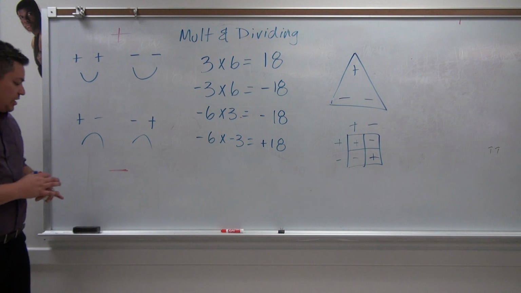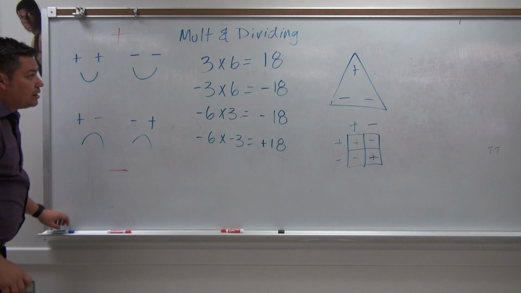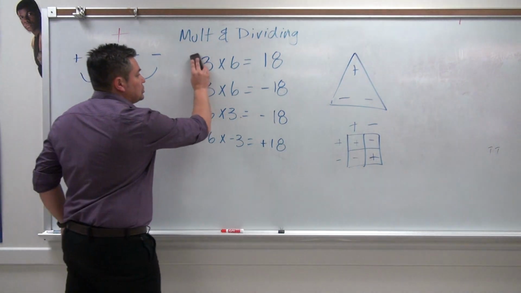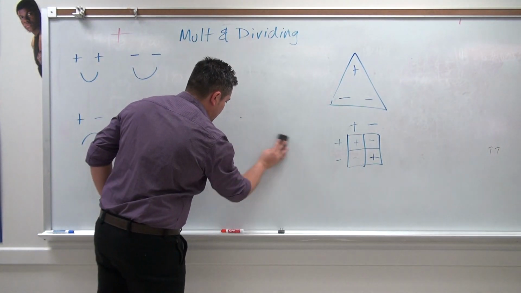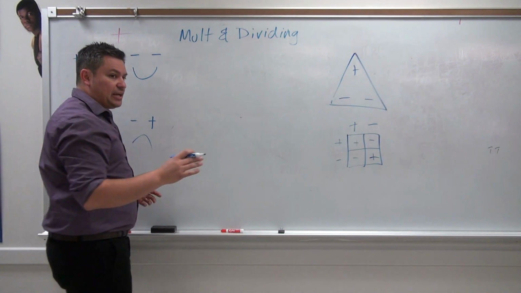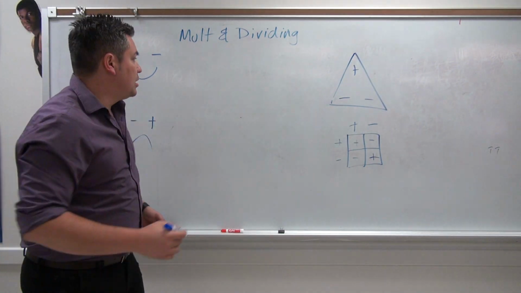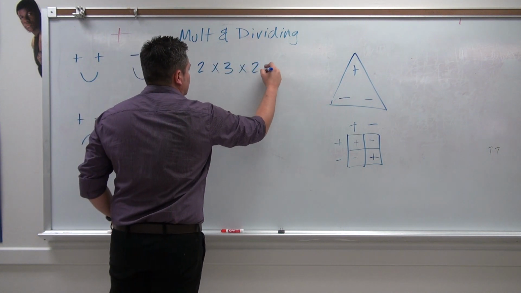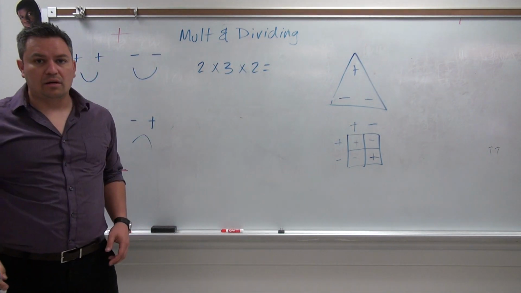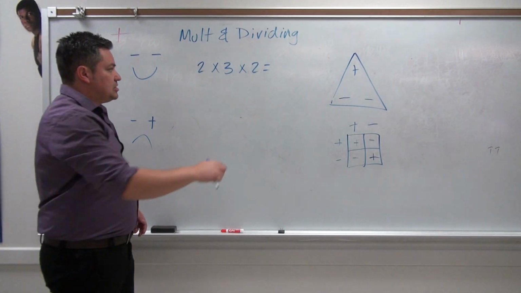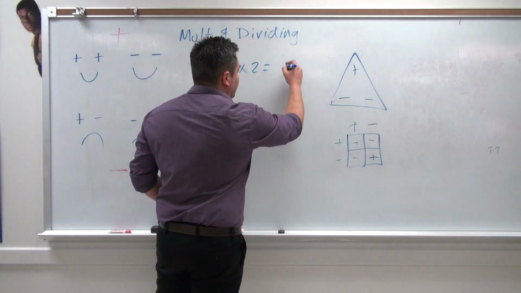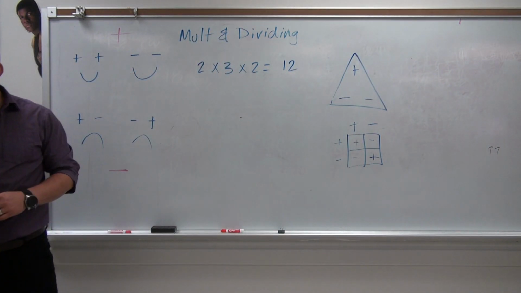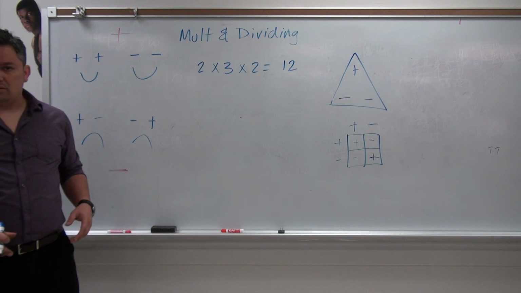Now, it gets a little more complicated whenever we have more than just two. For instance, I'm going to use small numbers just to give you an idea. If we have 2 times 3 times 2, what's 2 times 3? 6. 6 times 2? 12. So the answer is 12. All of them are positive, so it doesn't matter. That's a natural way to do it, right?